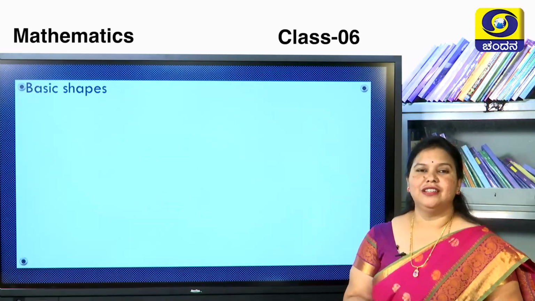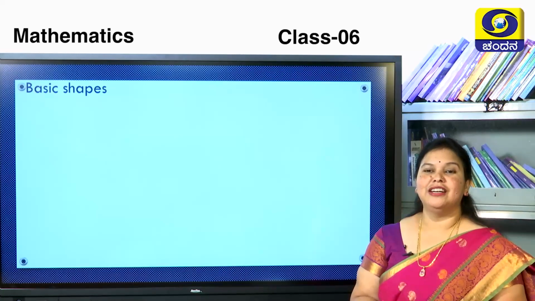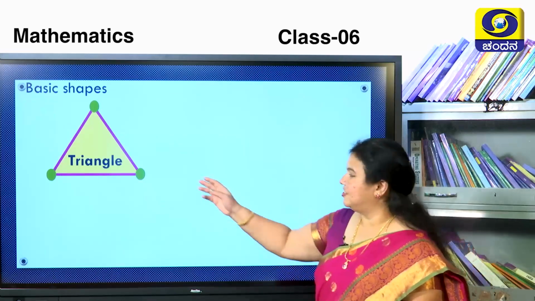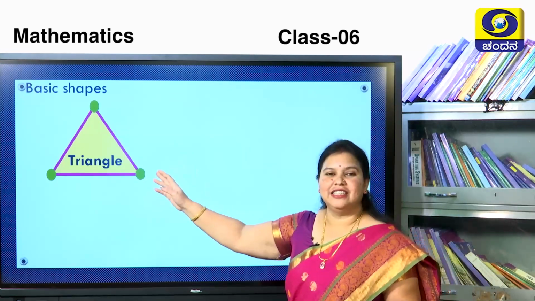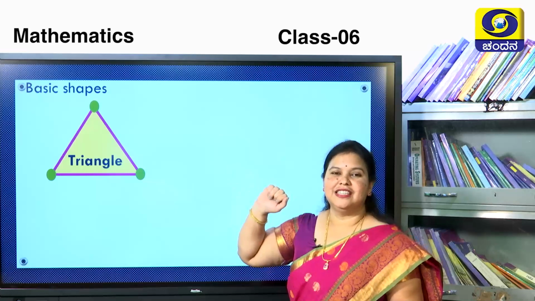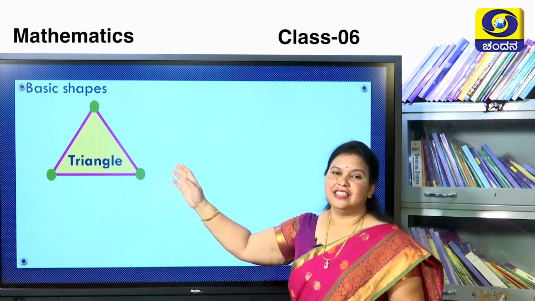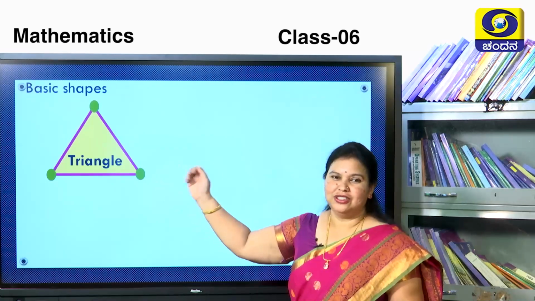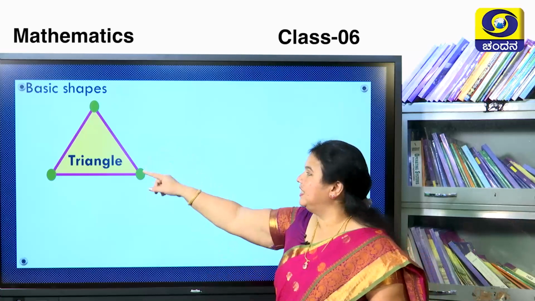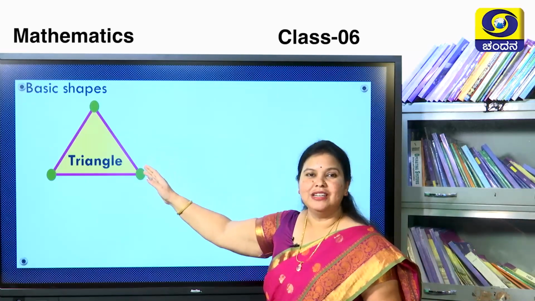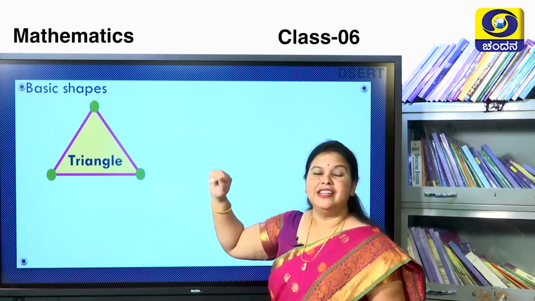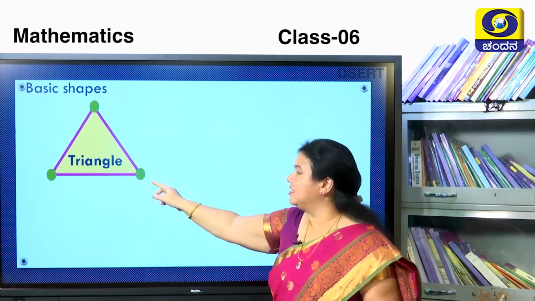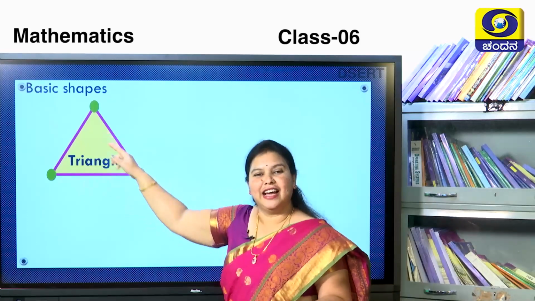From this, we will understand what are basic shapes and how are they made. We'll see the first one. It's a triangle. How many sides are there? Yes, there are 3 sides. How many corners are there? That is also 3. How many vertices are there? That's also 3. So, by joining 3 line segments, the shape formed is called a triangle. Here, tri means 3. That means it has 3 vertices, 3 sides and 3 angles.